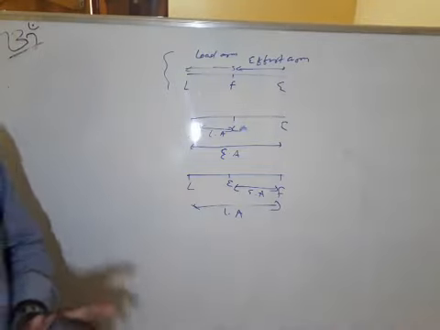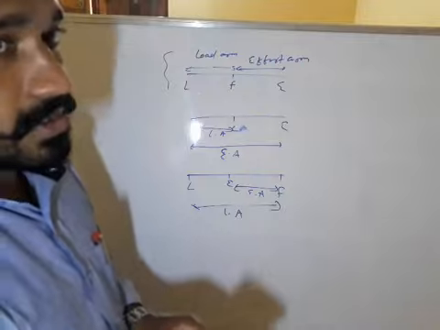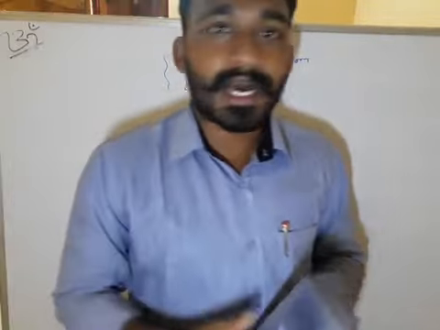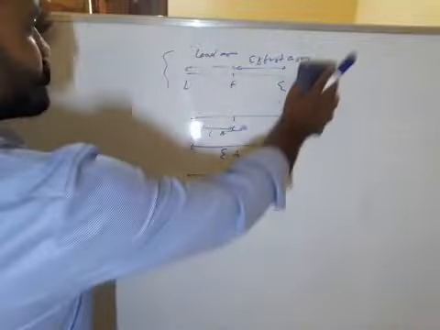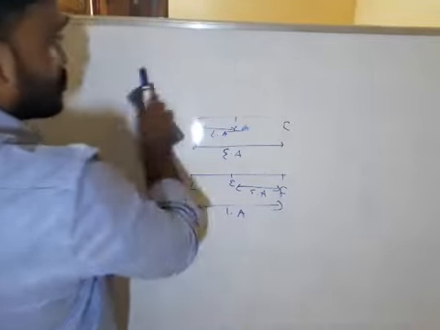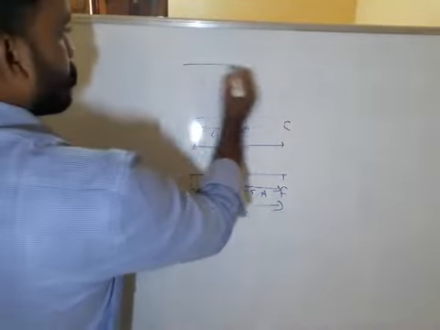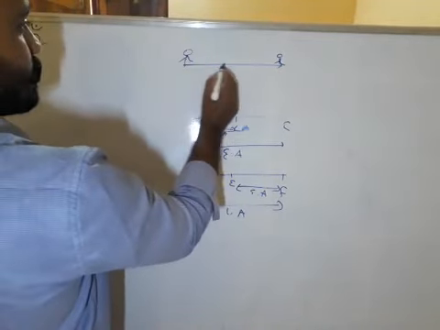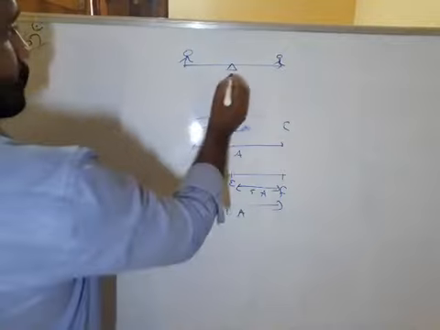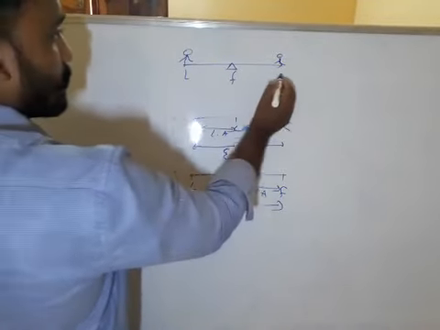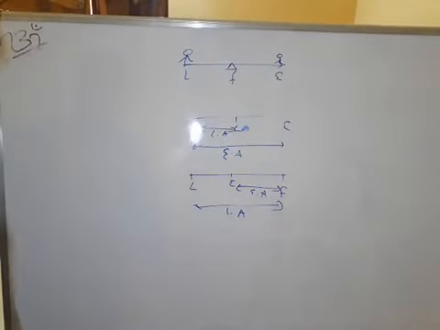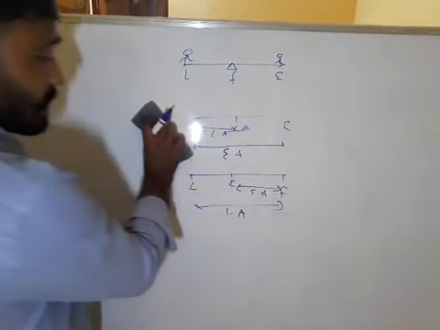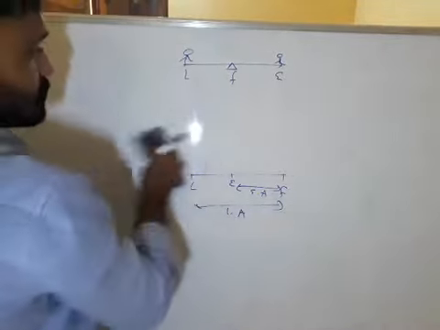The examples of class 1 lever are seesaw, scissors, pliers. For example, we will take the seesaw. One person is sitting here, another person is sitting here, and in the middle is the fulcrum. This is the fulcrum, this is load, and this is effort. Whereas in the case of scissors, have you seen scissors or not?